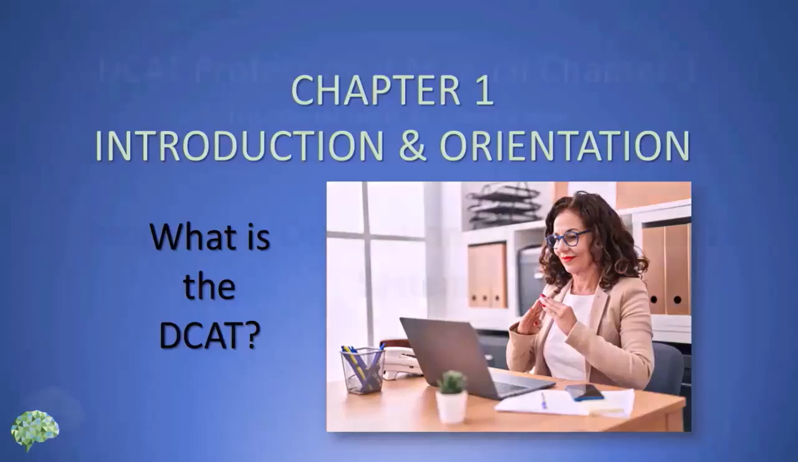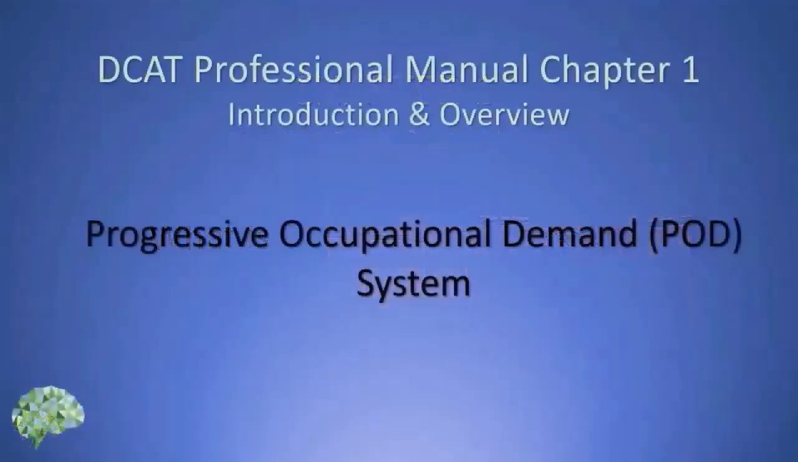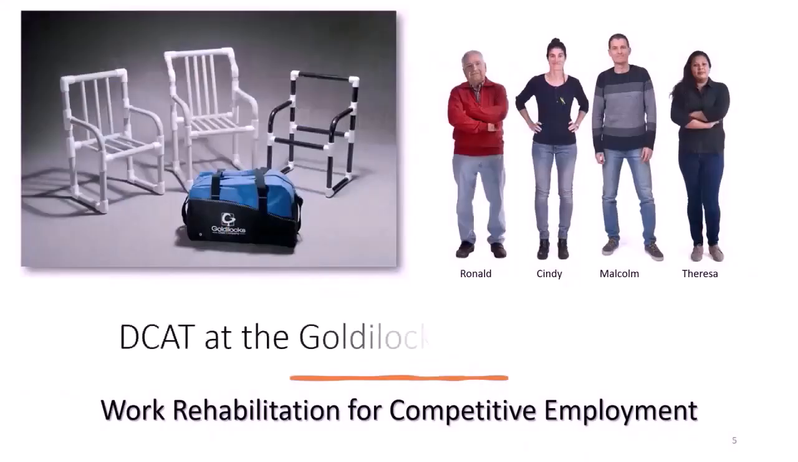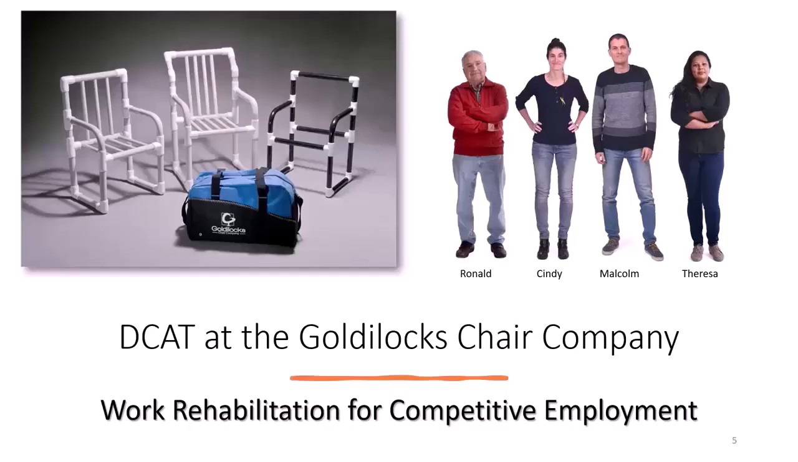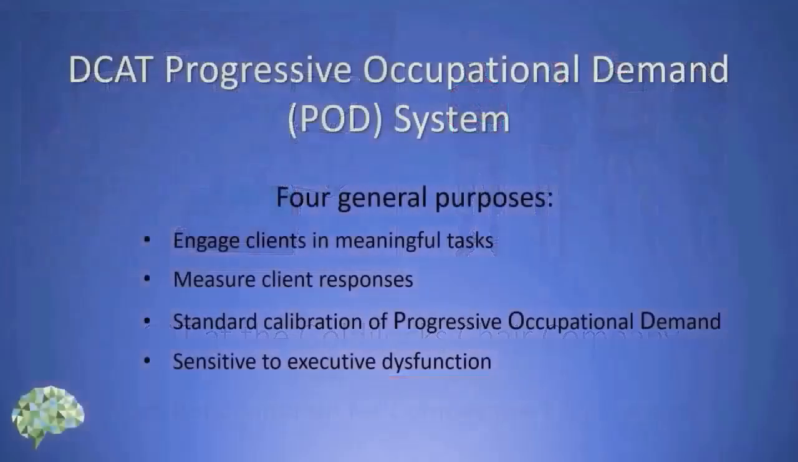Great question. The DCAT is a core component of a Progressive Occupational Demand, POD, system, part of a fictional business called the Goldilocks Chair Company. Its primary purpose is to facilitate work rehabilitation for competitive employment. It does this by engaging clients in meaningful tasks, providing a standardized way to calibrate occupational demands, measuring their responses to these demands, and being sensitive to executive dysfunction. Essentially, we're looking to help people transition smoothly back into the workforce.